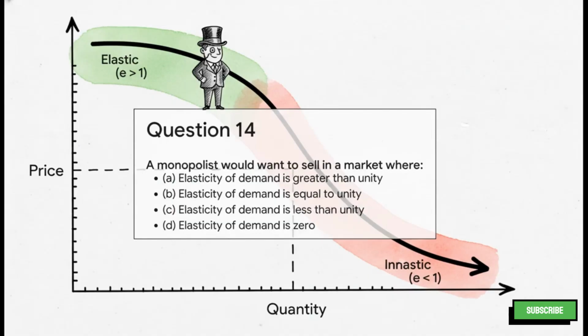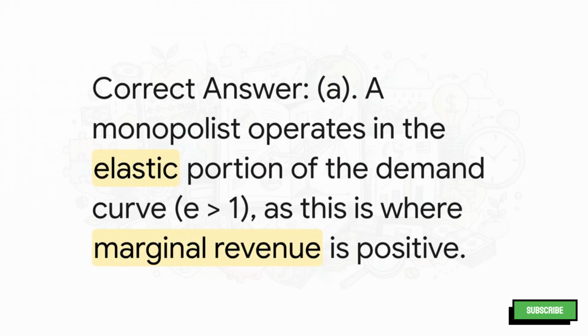Question 14 asks, in which market would a monopolist want to sell? A place where the elasticity of demand is A, greater than 1, B, equal to 1, C, less than 1, or D, 0. This is a great question about where a monopolist wants to operate on their demand curve. And the correct answer is A, where the elasticity of demand is greater than 1.